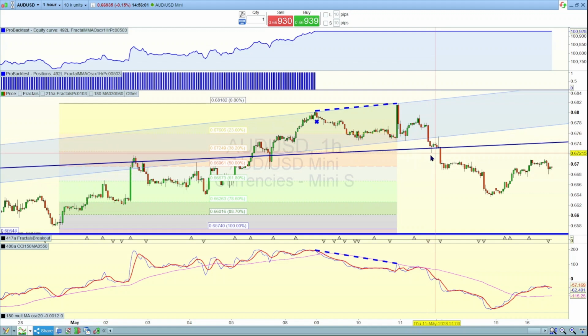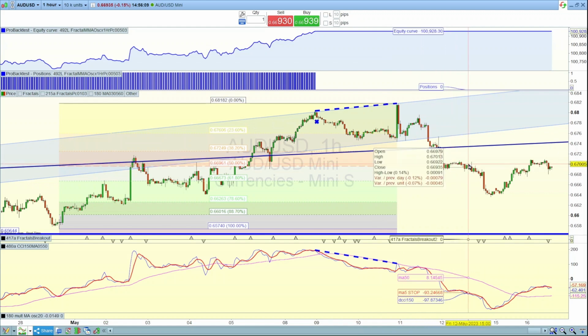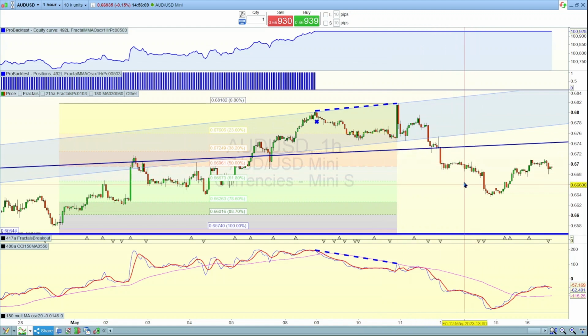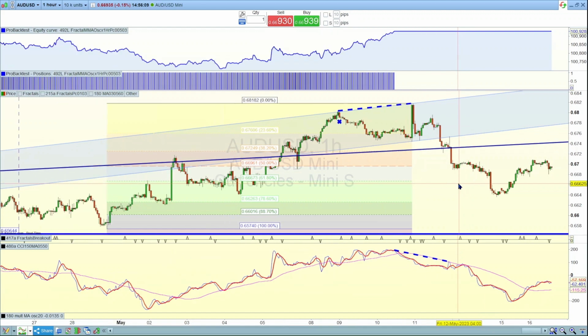I like taking targets at the next Fibonacci level. I don't like going too ambitious because this could always reverse. So had I gone short there, I would have set a target probably at the 50% level and taken a profit there. That's just me being a bit cautious about my trades without getting too ambitious and potentially losing.